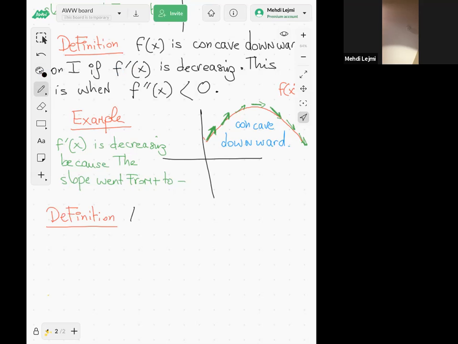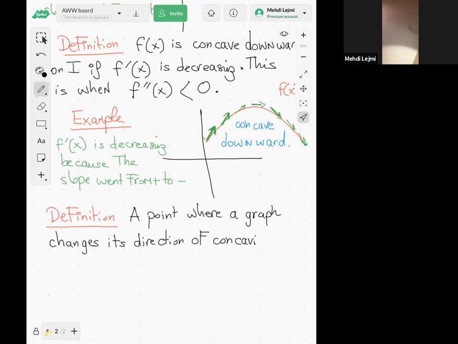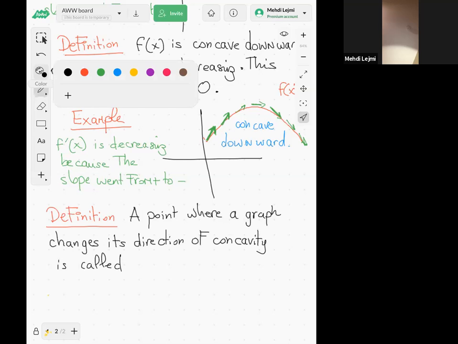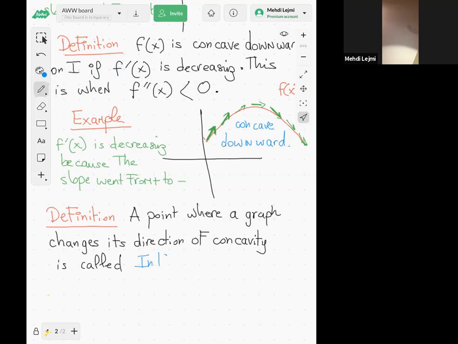So that's what I call an inflection point. So a point where a curve, or a graph, changes its direction of concavity, right, is called an inflection point. So this is called an inflection point. Okay, so the idea or the example.